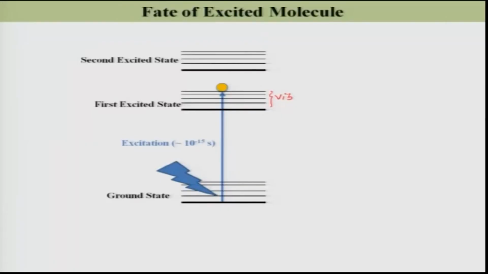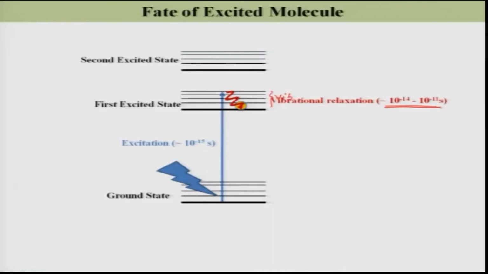After you excite the molecule to some excited vibrational level, usually the molecule comes back to the lowest vibrational level of the excited electronic state, and that process is known as vibrational relaxation. That takes place within 10 to the power minus 14 to 10 to the power minus 11 second time scale. Once the molecule comes to the lowest vibrational level of the excited electronic state, then depending on the molecule, this molecule can come back to the ground state either in the radiative way or via a non-radiative process.